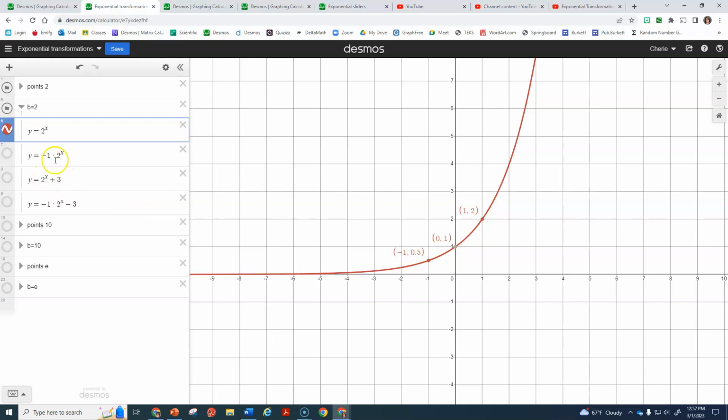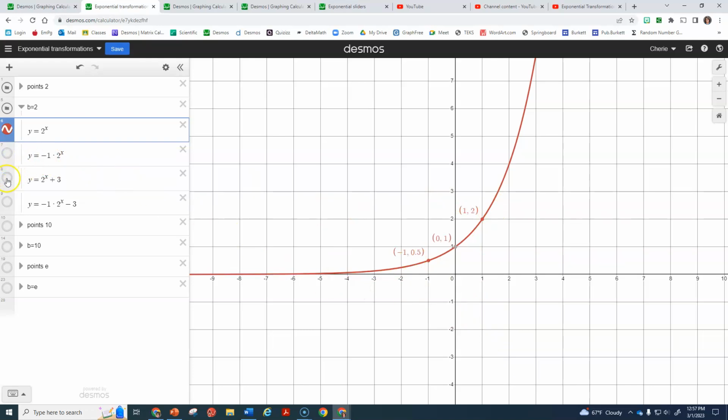Now what happens when I change the a value to a negative 1? It's going to cause a vertical reflection. And all of these values right here, that becomes a negative 2, that becomes a negative 1, and that becomes a negative 0.5. So all of those y values become negative. So a negative a value changes the y values.